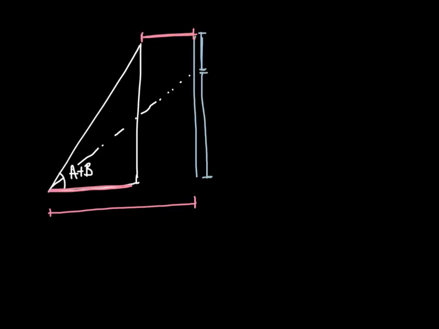Let's piece this all together then. So we had a triangle that was part of our circle with our angle A plus B, and we said that this opposite here was sine A plus B, and this adjacent was cos A plus B, and these were the things that we were trying to find out more information about.